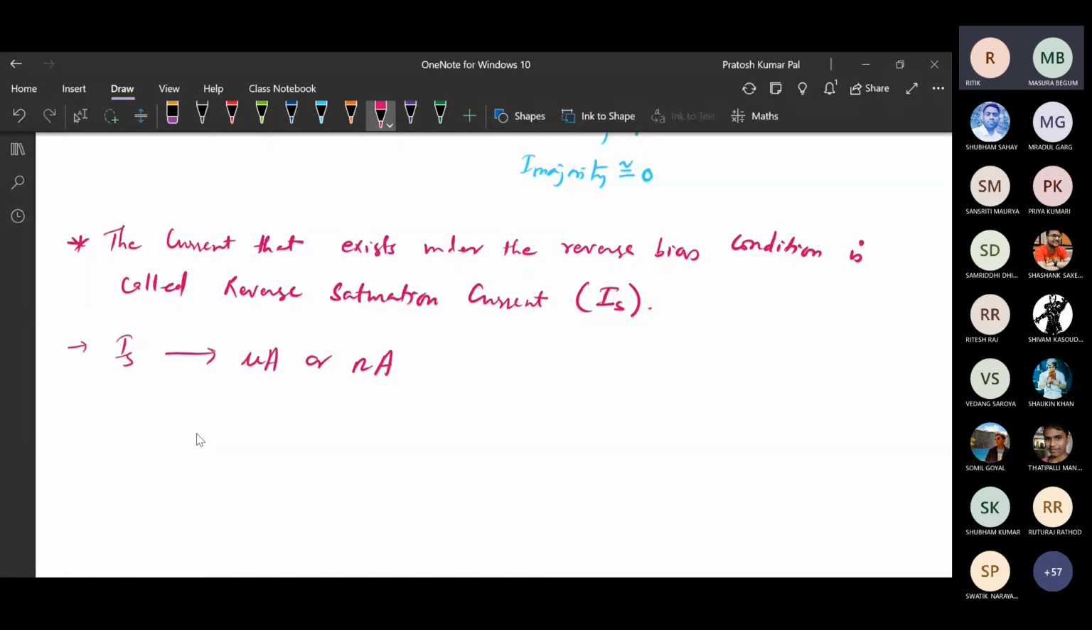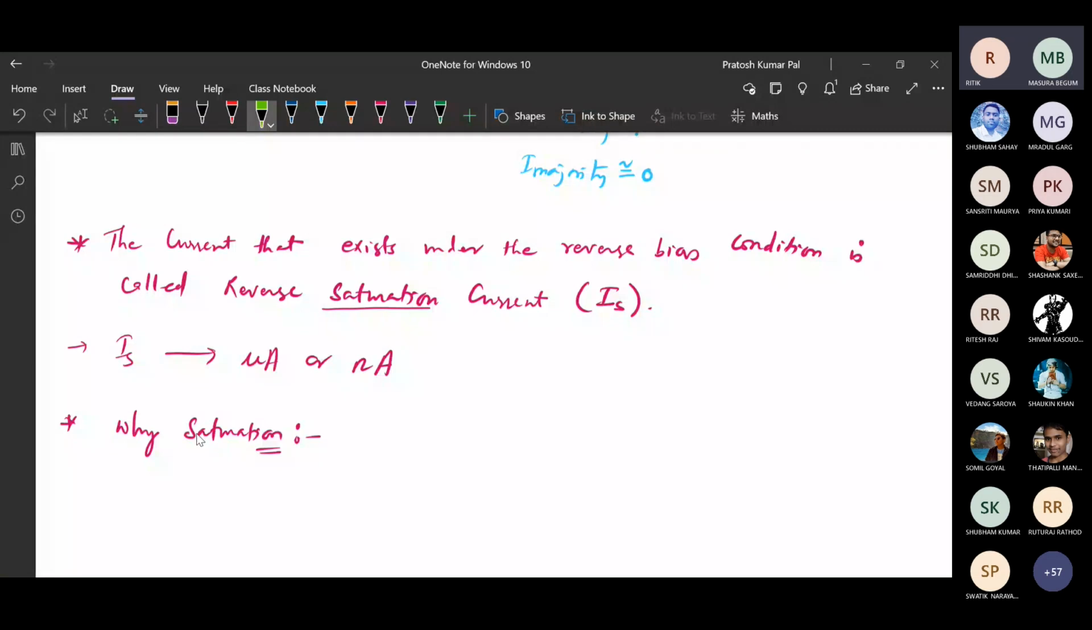And why is it called saturation current? You can note why it is called a reverse saturation current. It is called saturation current because it reaches the maximum level of current very quickly, and it does not change.